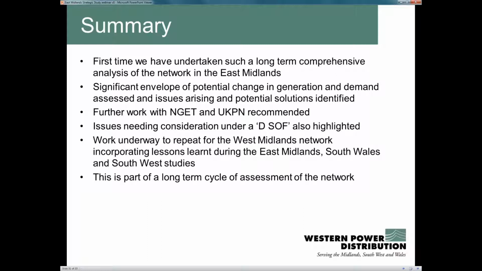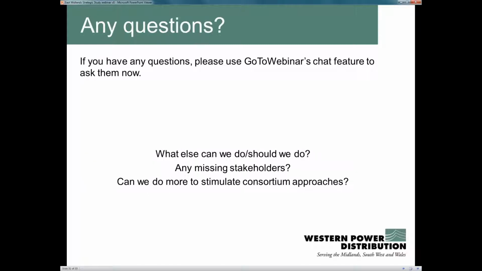And to reiterate that this is part of a long-term cycle of assessment as well. So there's a 2-year rolling window which we'll be looking at our 4 licence areas, one every 6 months. We're just embarking on the West Midlands network, and some of you indeed may have been to our West Midlands stakeholder engagement event. And we'll be continuing to look through the West Midlands network over the course of the next 6 months to do a similar type of study as well.